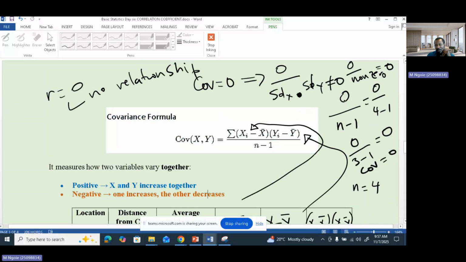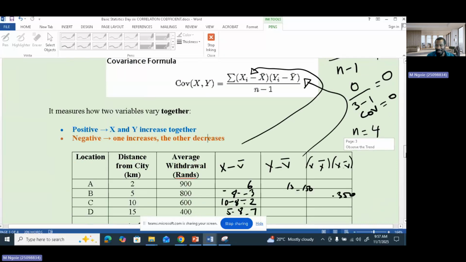If this part is 0, then 0 divided by n minus 1, which is 0 divided by 4 minus 1, is going to be 0 over the standard deviation of x times the standard deviation of y. That's going to be 0 divided by a non-zero, so r is 0, which means there is no relationship.